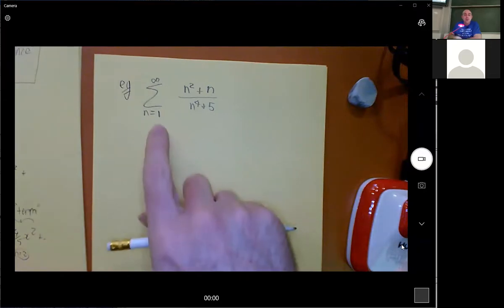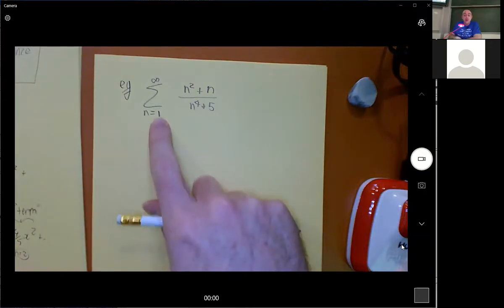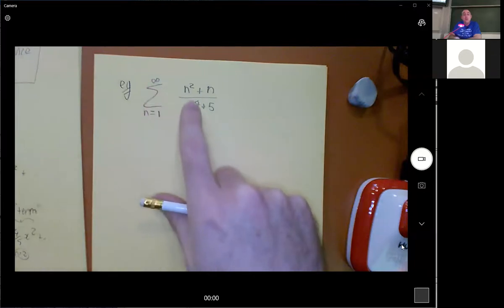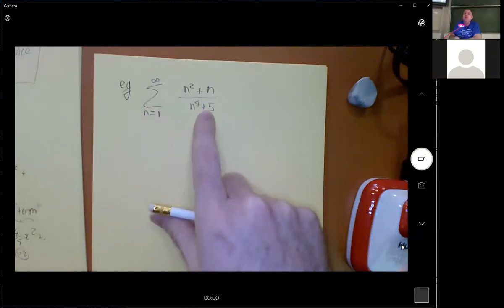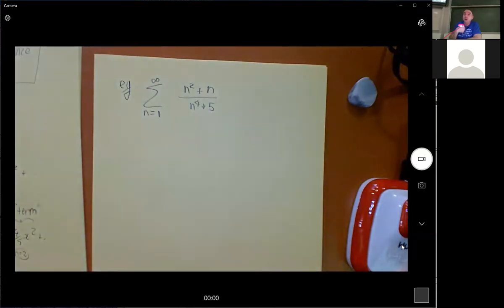The sum from n equals 1 to infinity of the fraction (n squared plus n) divided by (n to the 4 plus 5). I know that this series does in fact converge because I know some things. But the only tools you have in Maths 1B will not allow you to make this decision.